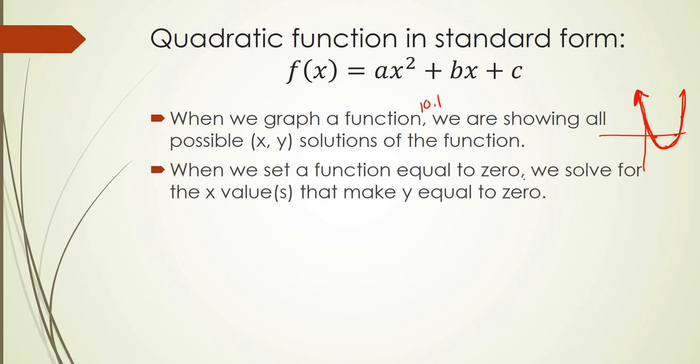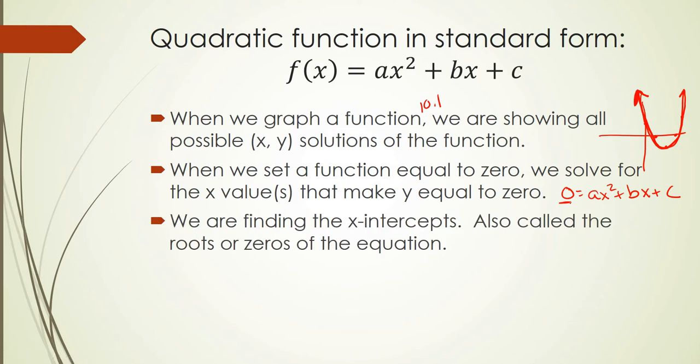When we set a function equal to 0, we solve for the x values that make y equal to 0. So if I take this same function, and again using the general form, if I now solve for x, I am finding the 1, or in most cases with a quadratic, 2 x values that make y equal to 0.